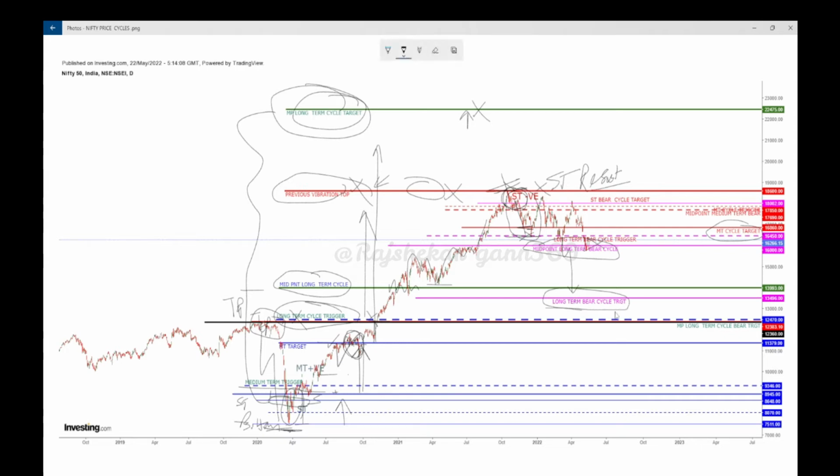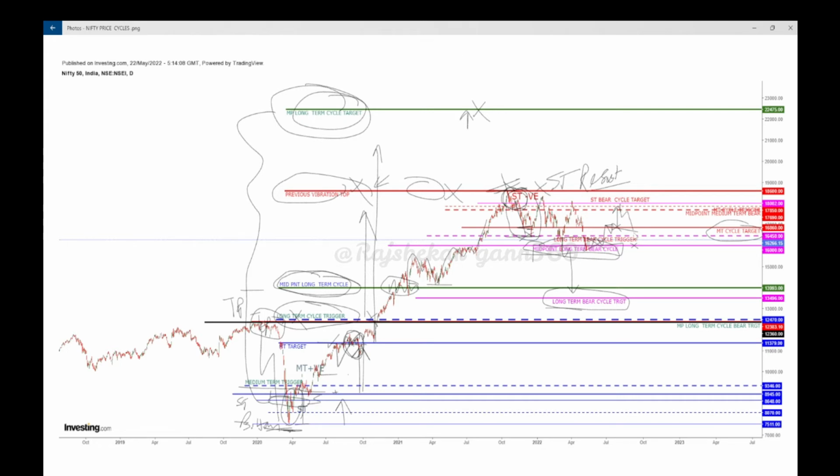Now will this target come? It will be possible only if this triggers. Now remember, this is the trigger of the long term bear cycle, and also the midpoint of the long term bear cycle are one and the same. Means this midpoint is important just like this previous midpoint of the long term cycle. From here it can go back to this level. If this breaks, it can go back to this previous short term bear cycle target.